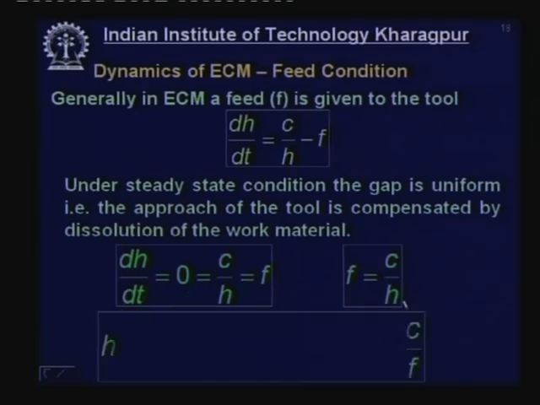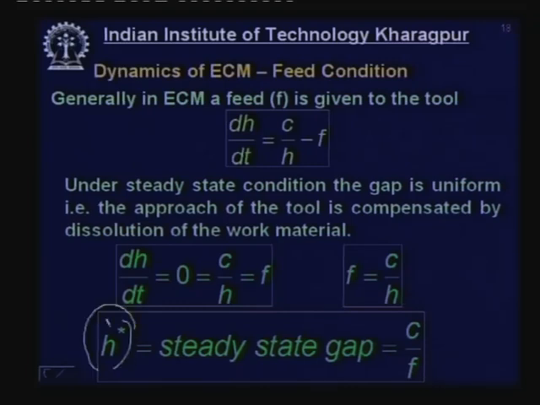Now, we need to see what happens to that steady state gap H star. What is H star? H star is the steady state gap. Under steady state condition, it would be dictated by C and F. C is basically related to how much voltage you apply, how much current is passing through the cell, and what alloy you are machining, and F is a set parameter on your machine tool. So, H star will depend on these.